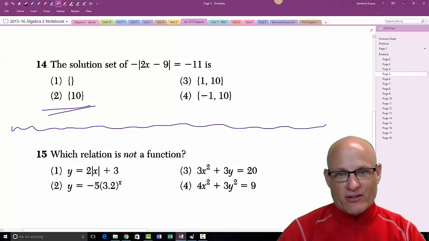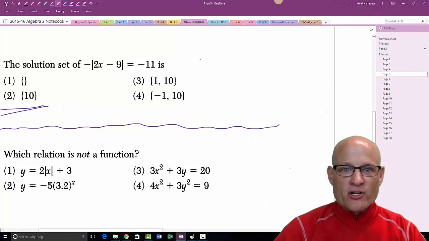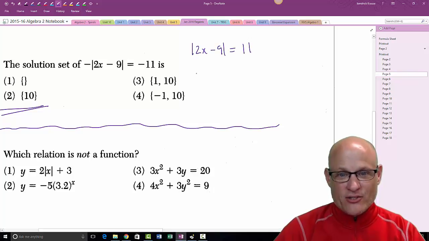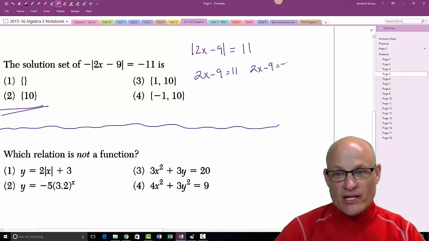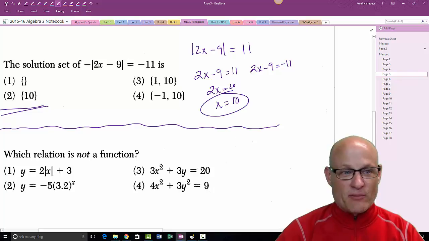I don't remember now, but I'm going to check to make sure that's the answer. By the way, we're going to divide by negative, just to do this the right way, just for fun. You're going to get the absolute value of 2x minus 9 is equal to positive 11. So you get 2x minus 9 equals 11, and 2x minus 9 equals negative 11. This one gives me 2x equals 20 or x equals 10. So I know 10 is one of my answers.